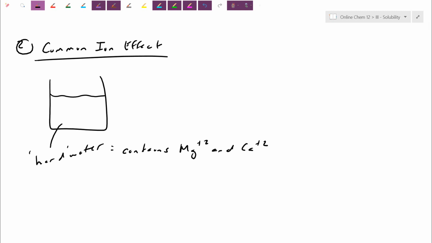Fortunately for us in Vancouver, our water is really, really soft. It tastes really good. We don't have the problem with these ions.